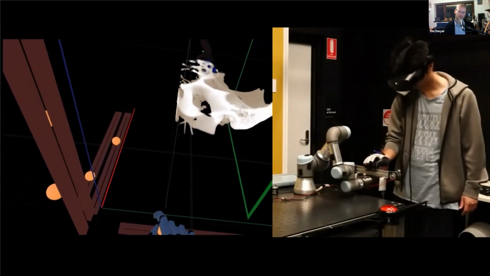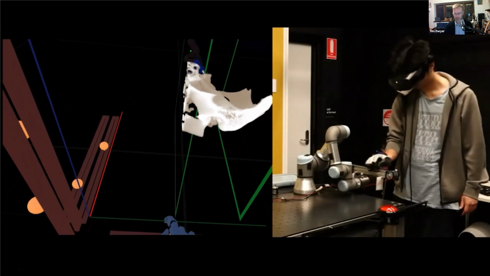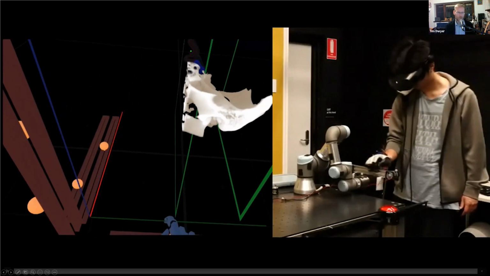And so the nice thing about this, obviously, is that you have a much larger interaction volume. The physical slider construction that we had at the start, they're just 10 centimeter sliders, whereas here we can go up to about 70 centimeter cube.